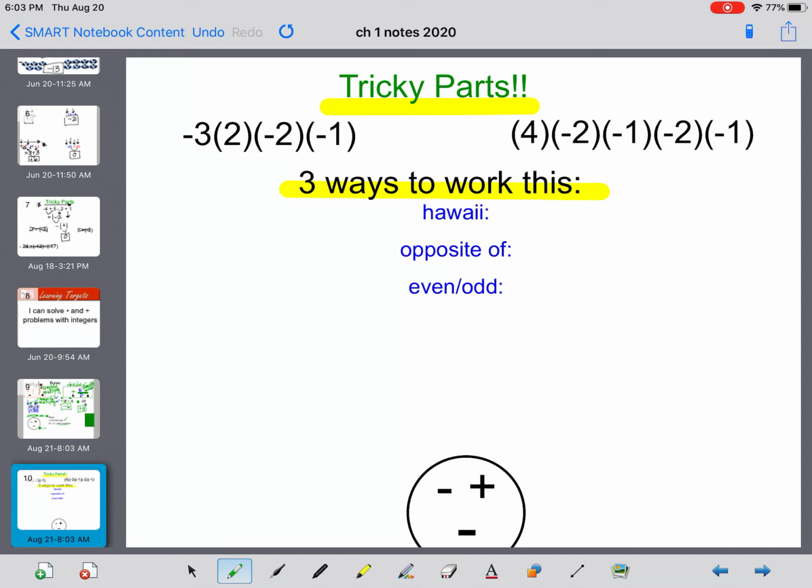So what happens if I have multiple numbers that I'm multiplying or dividing? Well, really, it's the exact same as if I'm adding or subtracting. I really just start on the left and work my way to the right, okay? And that's going to work every time.